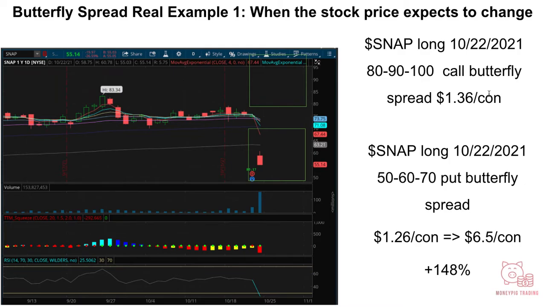And eventually Snapchat did drop into the area that we were expecting. On Friday, it actually closed at $55.14. So for this particular contract, we were able to close at $6.5 per contract. In total, we paid $2.62 per contract for these two butterfly spreads. The put spread ended up becoming worthless.